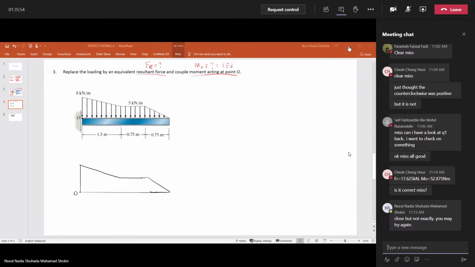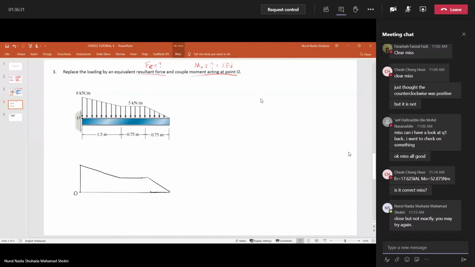Okay, so we will start discussing for questions number 3. So anyone else get the answer to the questions? If you do, you may share. So we will do questions number 3 together. Okay. So basically, for this kind of questions, we have to find the resultant force and also the moment acting at point O.